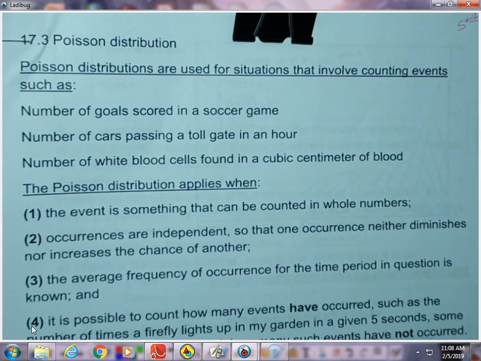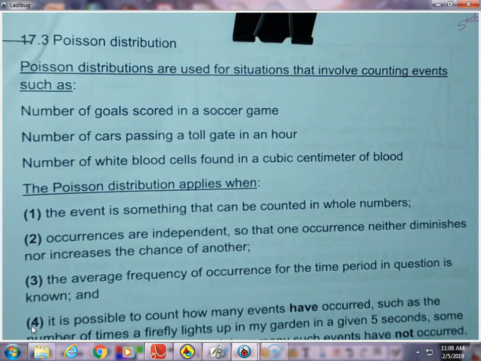There are always things you can count. So my examples are number of goals scored in a soccer game, number of cars passing a toll gate in an hour, number of white blood cells found in a cubic centimeter of blood. Okay, so something that you can count. They're not going to be continuous values.